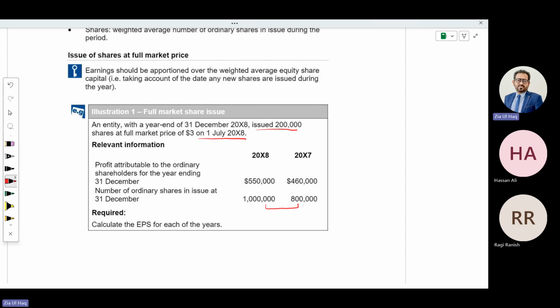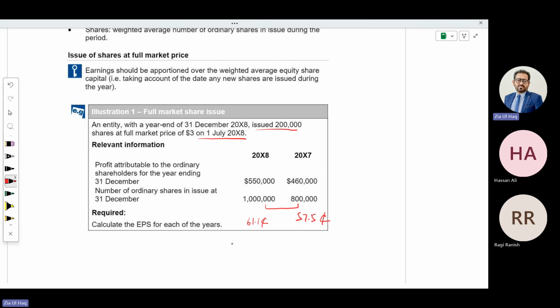For 20X7, earnings 460 divided by number of shares 800,000. What is that? 0.575, so we will call it 57.5 cents. While for 20X8, 550 divided by 800,000 plus 200,000 issued on 1st July, so 6 by 12. This means 550 divided by 900,000. How much is that? It's 0.611. You can say 61.1 cents.